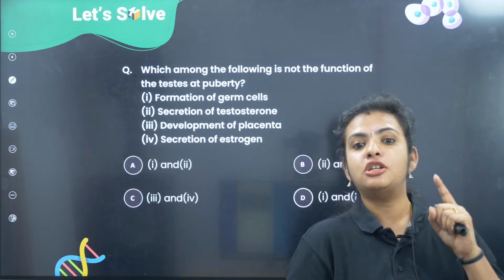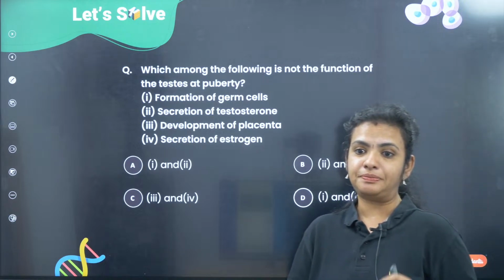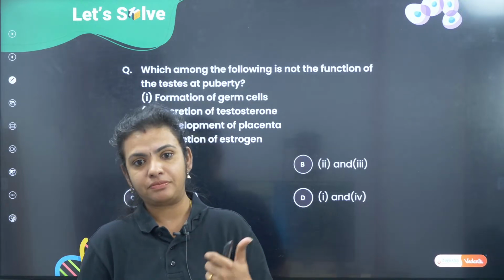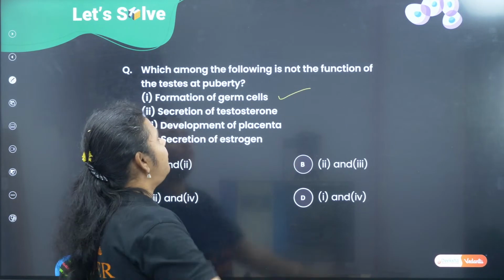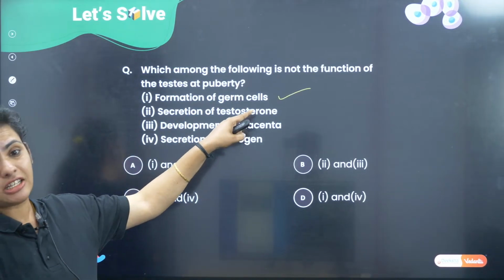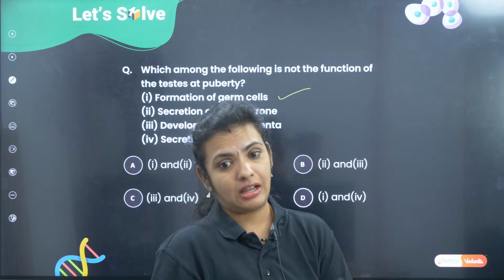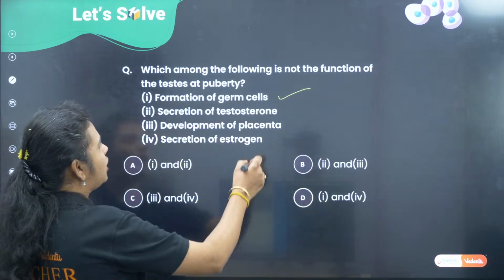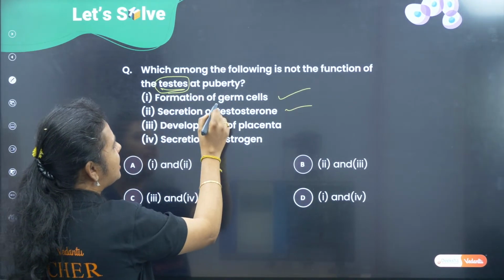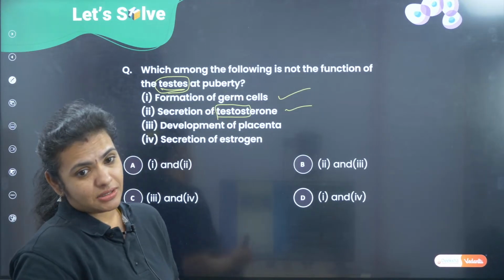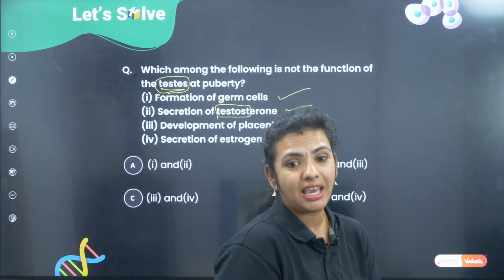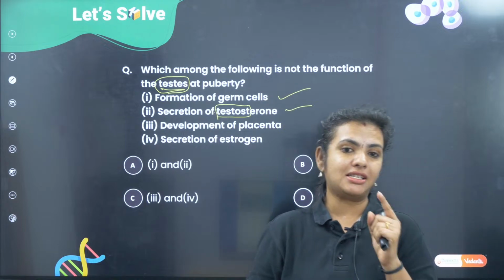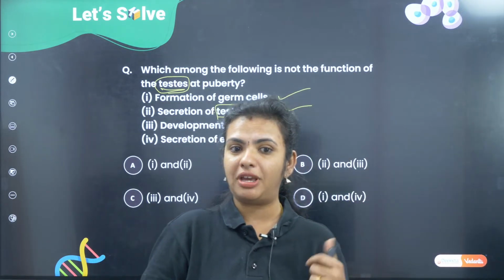Very good children. The main function of the testis is spermatogenesis, producing the sperms, correct? That is the main function, formation of the germ cells, and it is involved in the production of the male hormone androgen, which is testosterone. That is again a very important function of the testis. Remember, testis here stands for testosterone. Otherwise, we will not know if the person is a male or a female, correct? The most important hormone present in the human male is testosterone. In the females, it is estrogen.